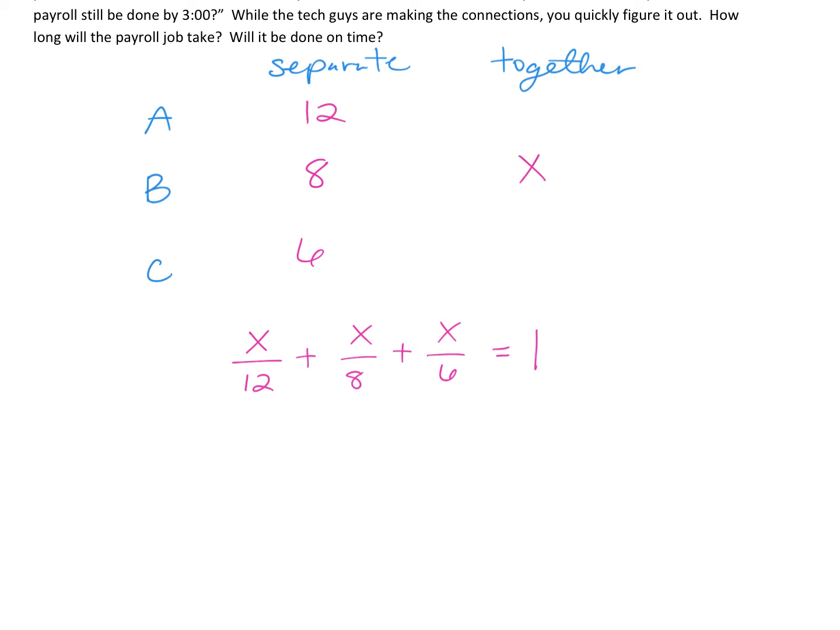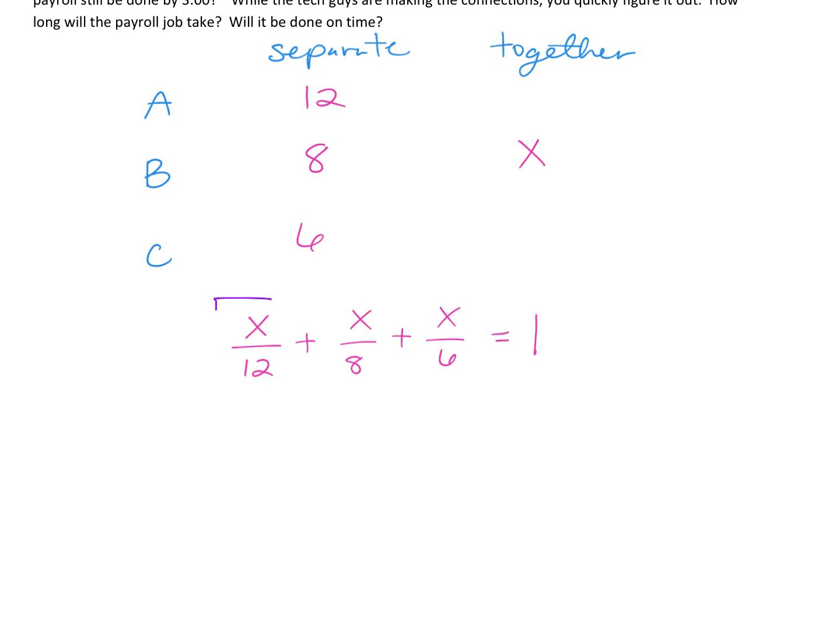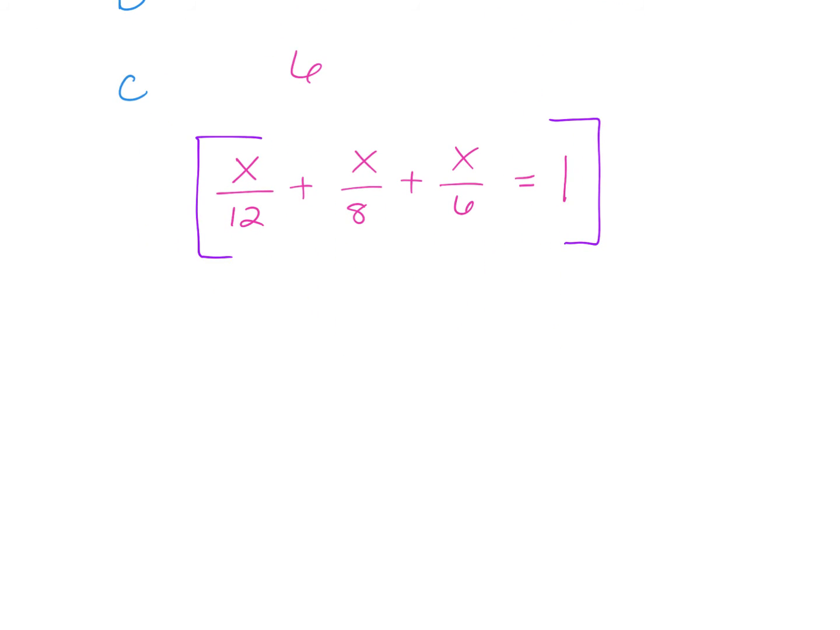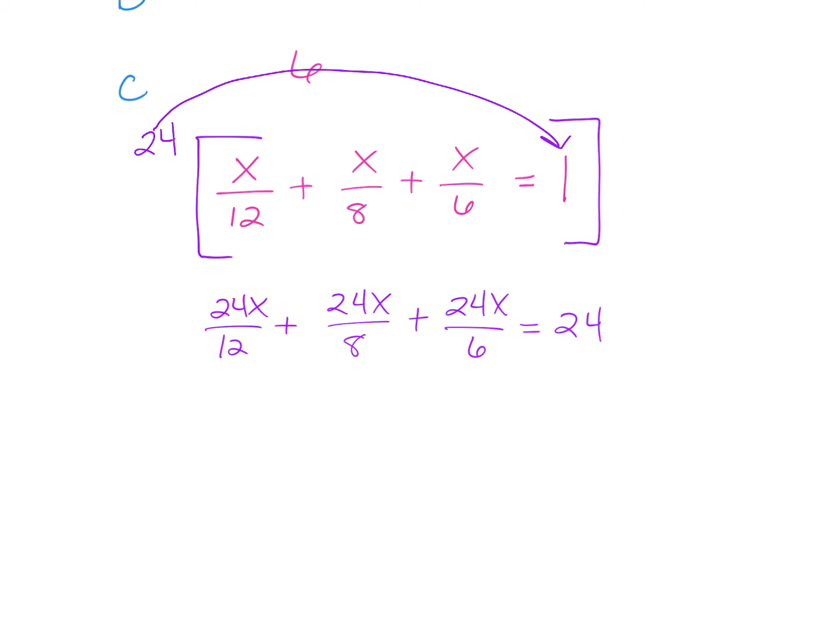Okay, so what is our least common denominator? 24. All of those are, 24 is divisible by all of those. So multiply everything by 24. So 24x over 12 plus 24x over 8 plus 24x over 6 should equal, guys, this is where I always forget to multiply by that 1. Don't do that. I always forget it. Multiply that 24 by everything, right?